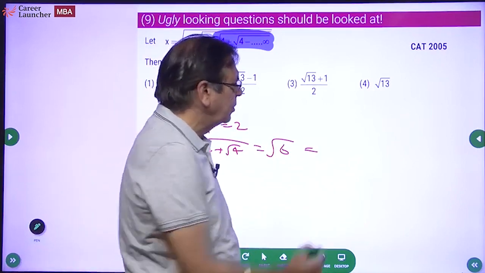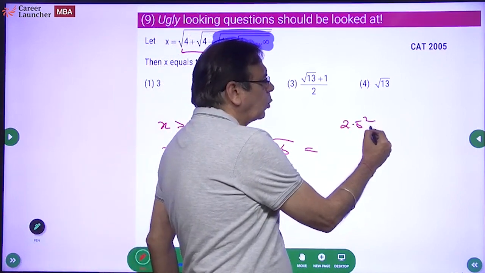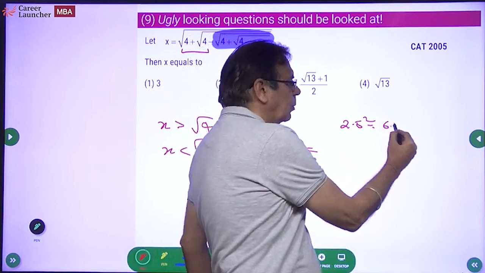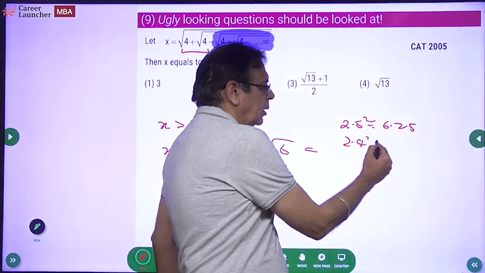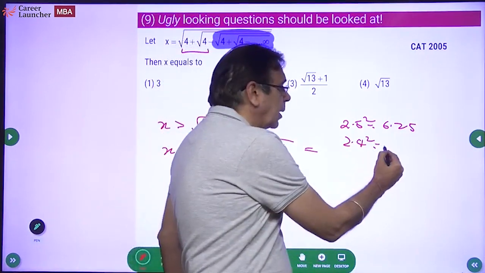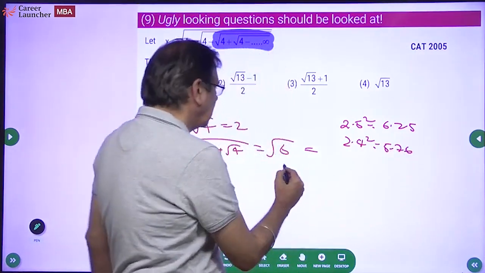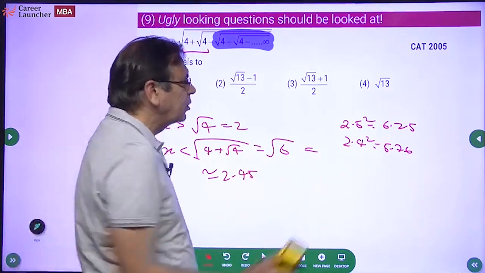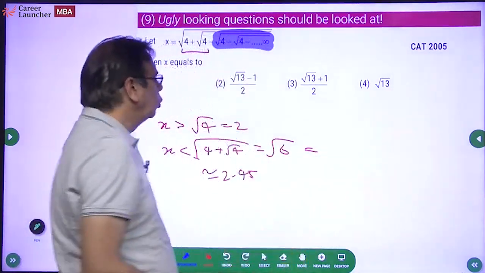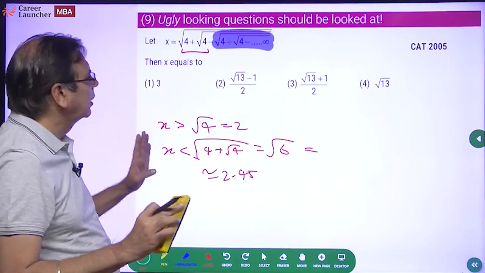How much is under root 6? Very simple. 2.5 square or 25 square, 625, so 6.25. And 2.4 square, what is 24 square? 576, so this becomes 5.76. So can I say this is approximately 2.45. So I would straight away say my answer has to be between 2 and 2.45 approximately.